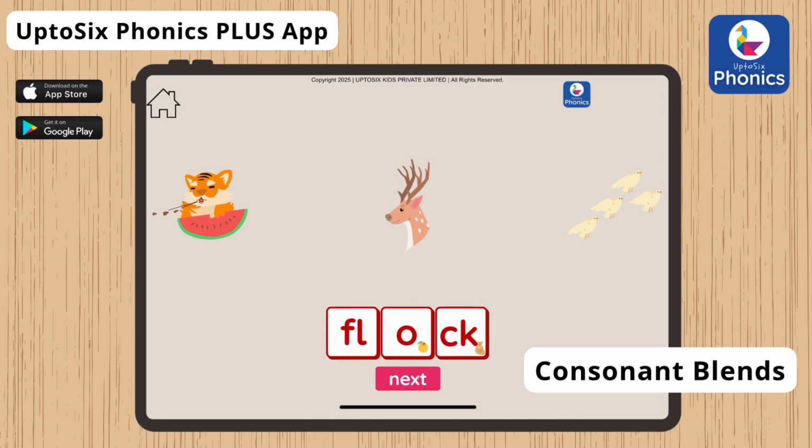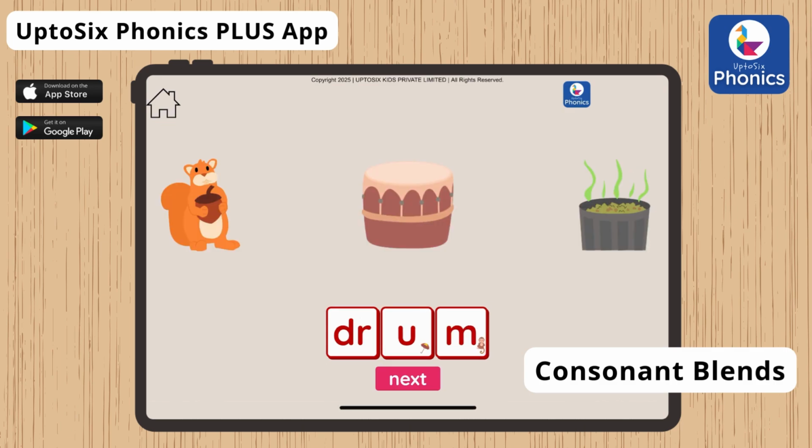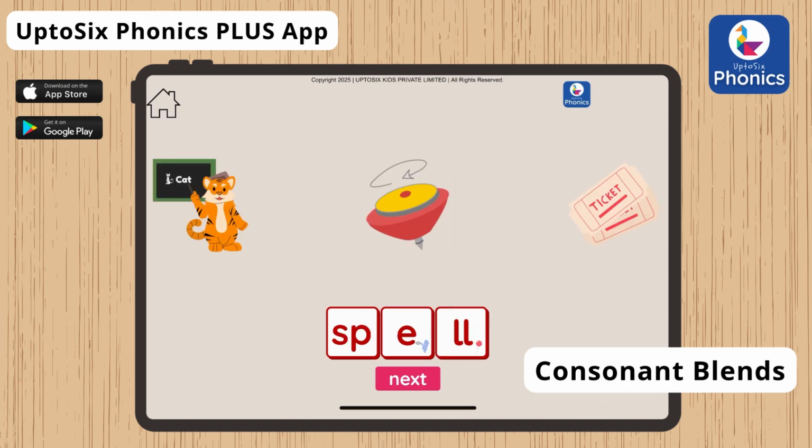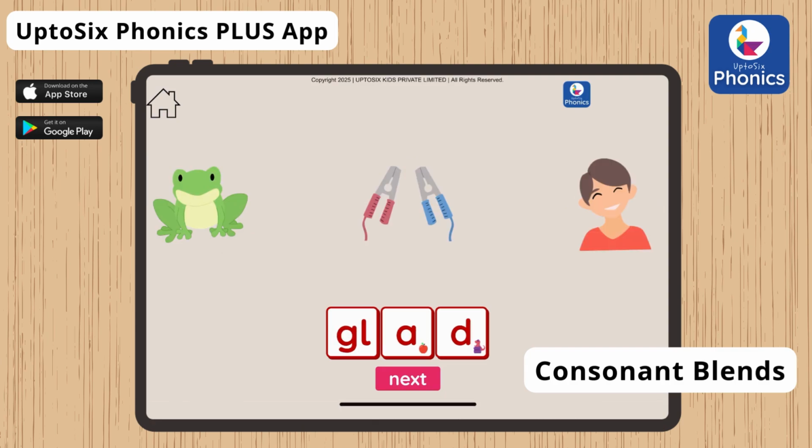Read the word and tap the correct picture. Flock. Read the word and tap the correct picture. Drum. Read the word and tap the correct picture. Spell. Read the word and tap the correct picture. Glad.